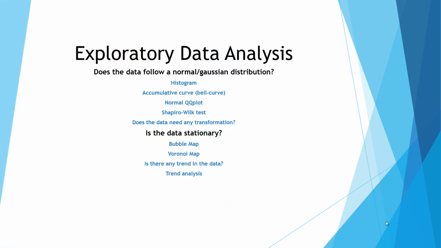This is the second video of the Geostatistical Analysis course, and in this second video we are going to talk about exploratory data analysis. Before applying any Kriging interpolation, we have to answer these two questions. Does the data follow a normal Gaussian distribution? Is the data stationary? To answer these questions, we are going to do a geostatistical analysis and also map interpretation.